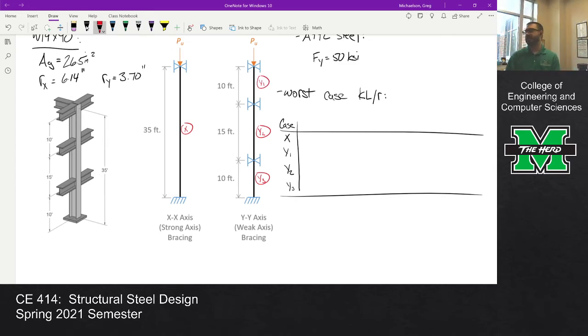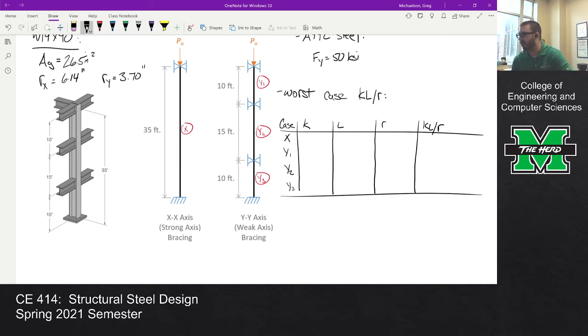Now, what you ought to do is, first off, you should open up the manual to the K chart, because we're going to need K values, L values, and R values for each of these different segments. So let's do K, L, and R. And then K, L over R.